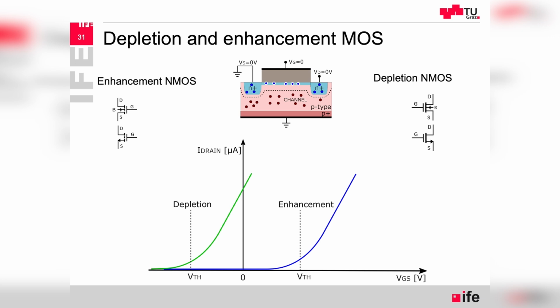It's normally on. So what we have to do is similar to a JFET transistor. What we have to do is apply voltage in order to switch it off. And in that case, we have to apply a more negative voltage so as to remove the existing channel from the transistor.